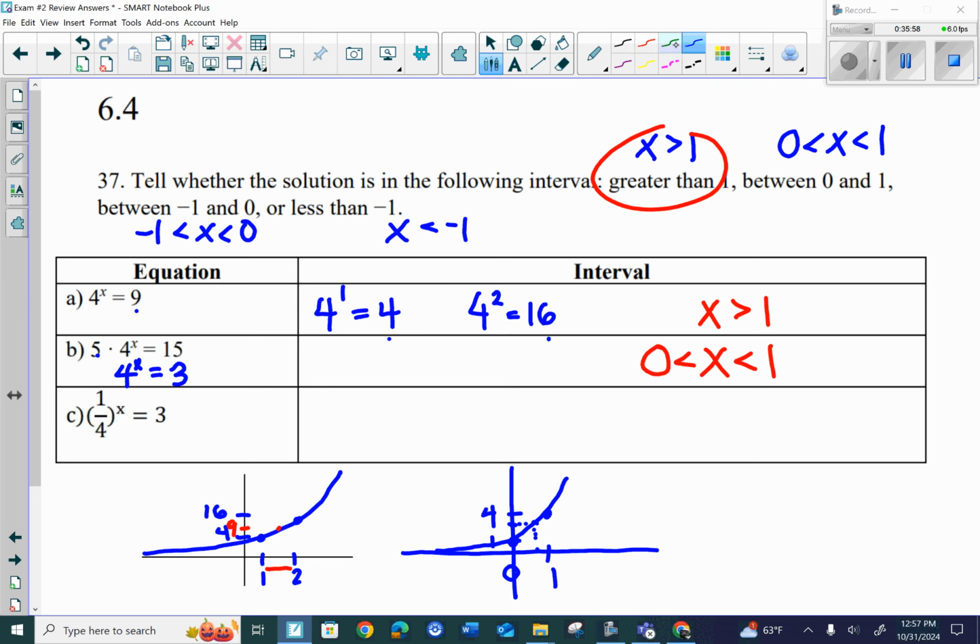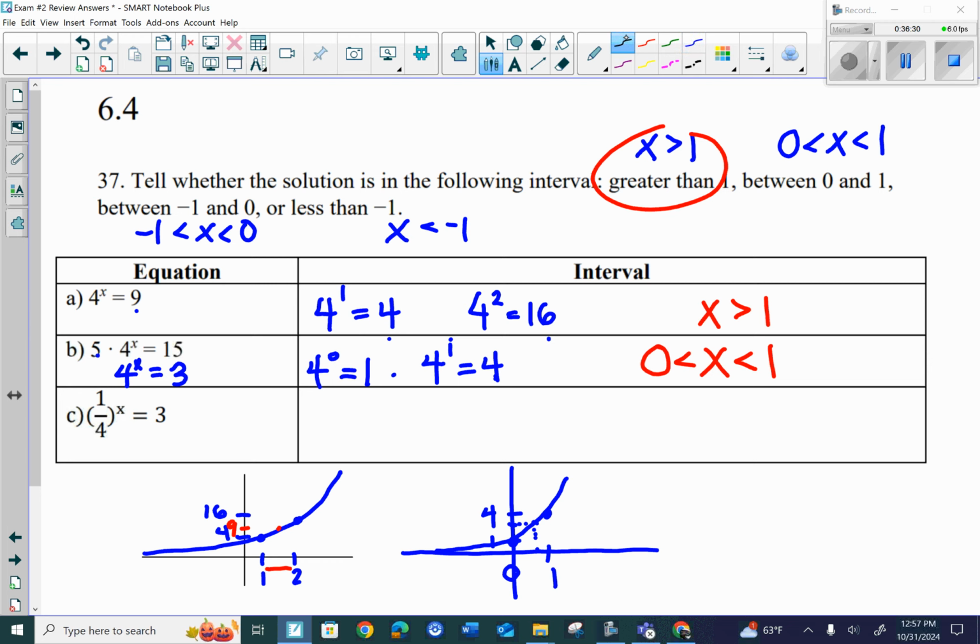Again, you could just play with the numbers if you're not comfortable thinking graphically like I am. You could say, oh, I know 4 to the 0 is 1, and 4 to the 1 is 4. You would have to understand that this is an increasing function, and since 4 to the 0 is 1 and 4 to the 1 is 4, that 3 lies between 1 and 4, so x would have to be between 0 and 1.